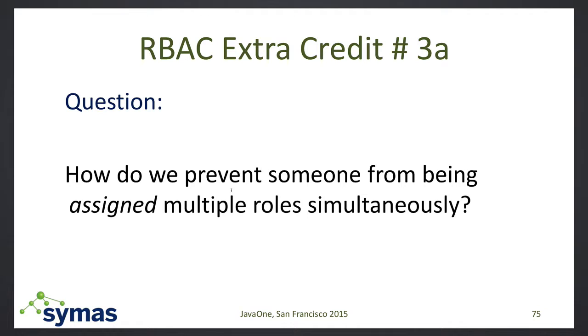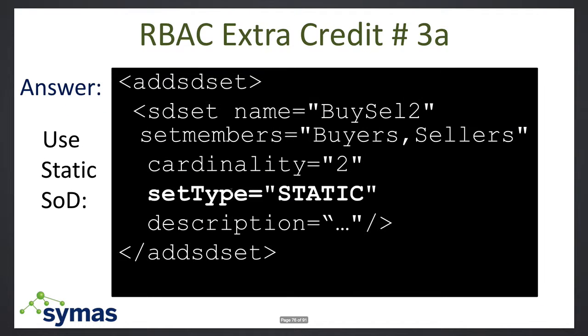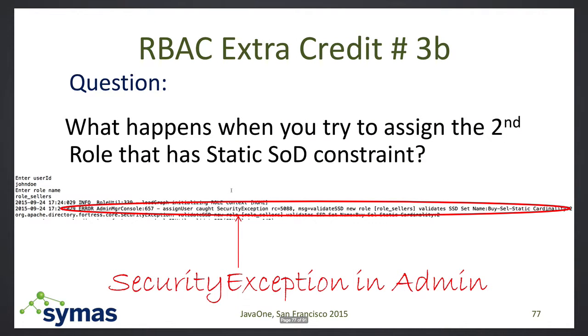RBAC extra credit number 3A: how do we prevent someone from being assigned multiple roles simultaneously? We just take the same set from before and make the set type static instead of dynamic. Now when a user is assigned a role that violates that constraint, it will fail at assignment. So the user won't be allowed to be assigned both those roles.